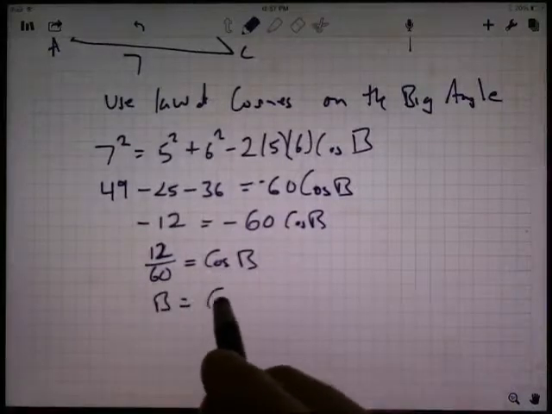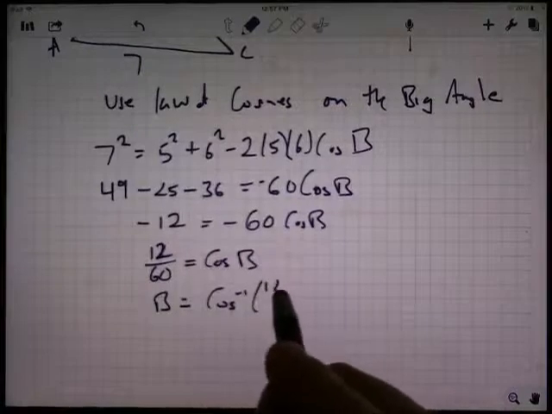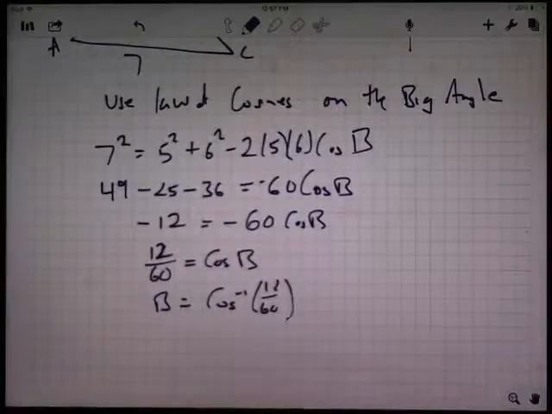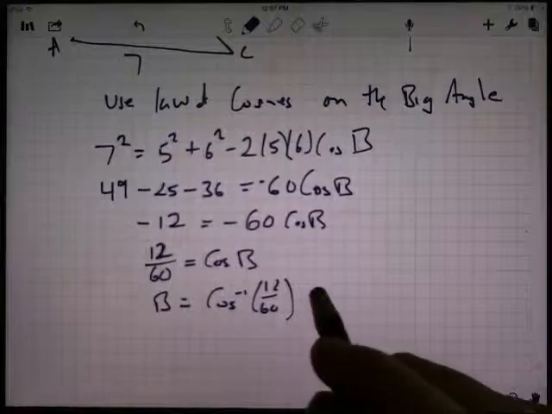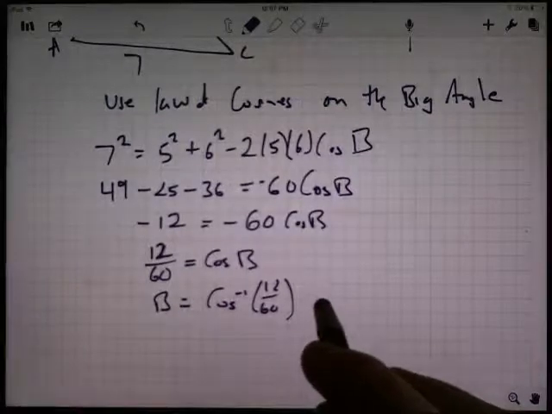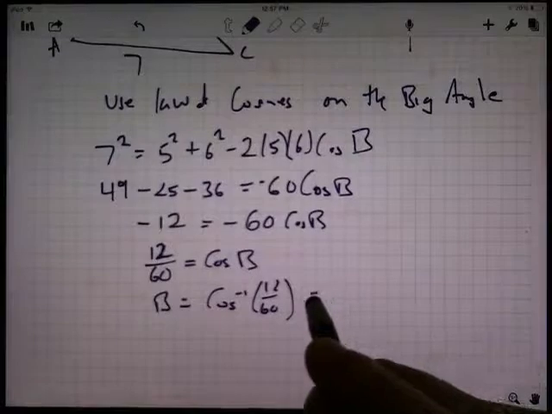So anyway, B is the cosine inverse of 12 over 60. And so I let my calculator do that thinking for me. Cosine inverse of 12 divided by 60. And I get 78.46 degrees, something like that.